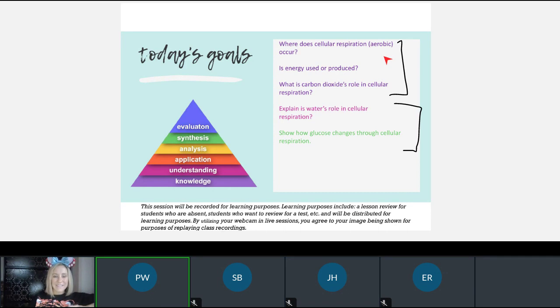Where does aerobic cellular respiration occur? Is energy used or produced? And what is carbon dioxide's role in cellular respiration? Thank you. Ari, take it away. Explain what is water's role in cellular respiration and show how glucose changes through cellular respiration. Thank you. Good job, both of you.